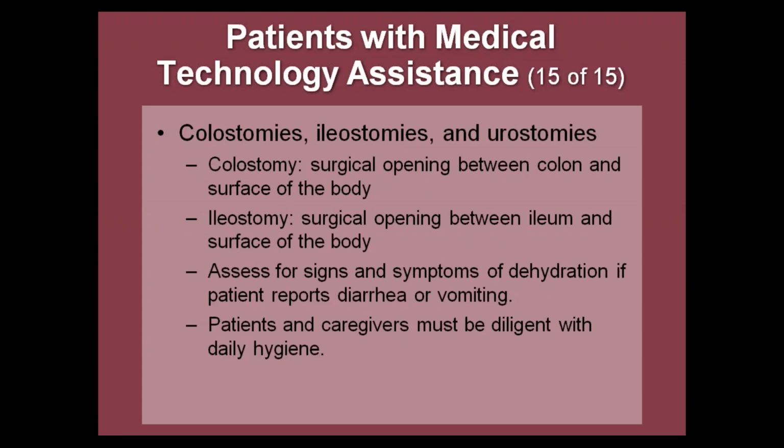Colostomies, ileostomies, and urostomies. These are the devices that are surgically applied to the abdominal area to allow patients to excrete their bowel and also the urine. So a colostomy is a surgical opening between the colon and the surface of the body. You're going to find that on the left side of the abdomen. An ileostomy is the surgical opening between the ileum and the surface of the body.